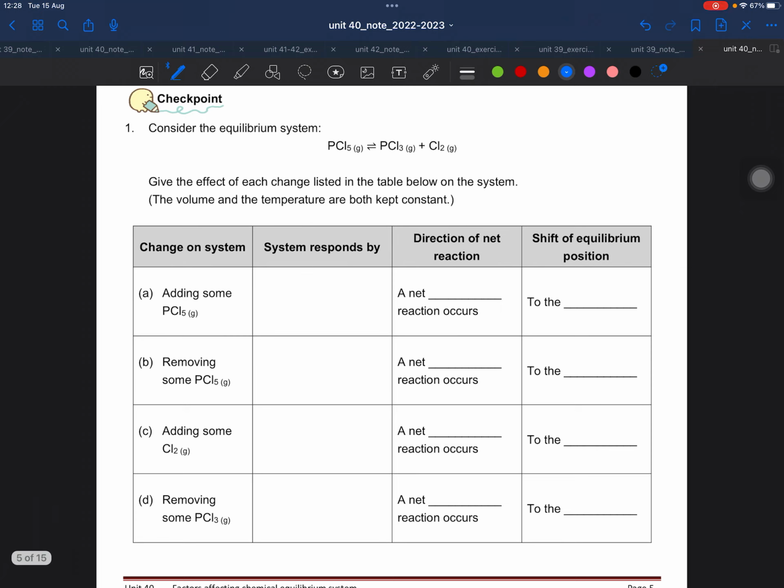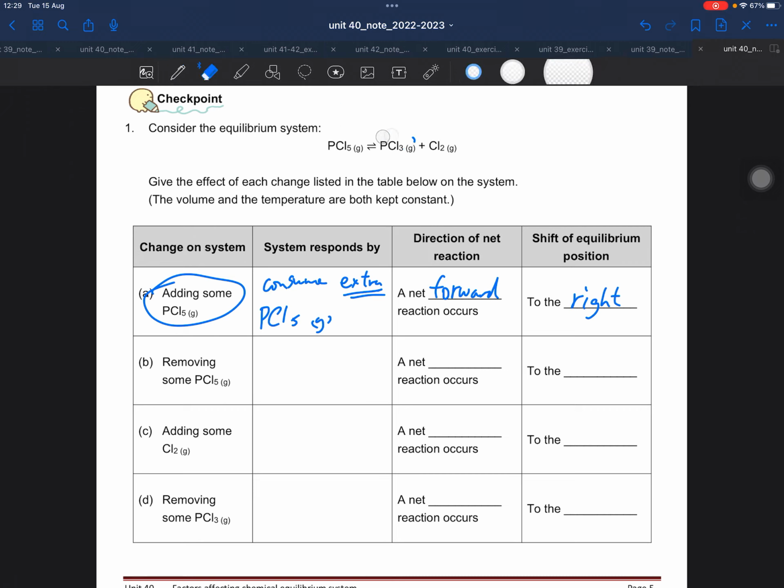So let's see. Okay, try to use the arrow and the ball. I think this is very easy and convenient to use. If you add some PCl5, increase it, then the ball will rotate this way, right? So that is net forward reaction, equilibrium position to the right. Easy, right? The system will respond by consuming the extra PCl5. I don't want any change, right?